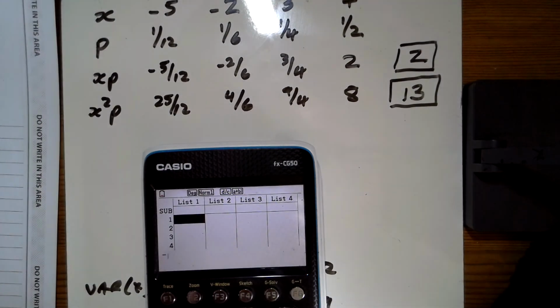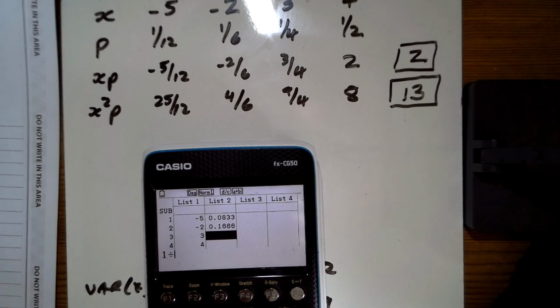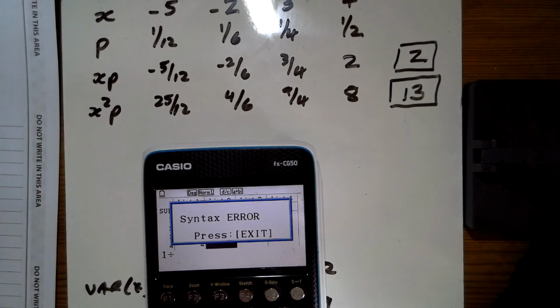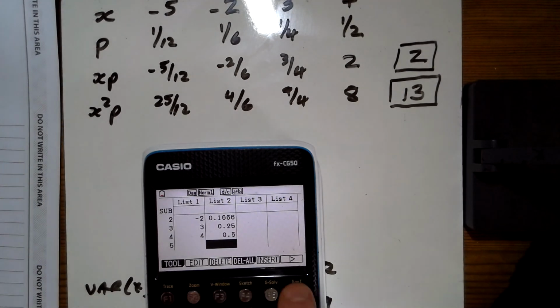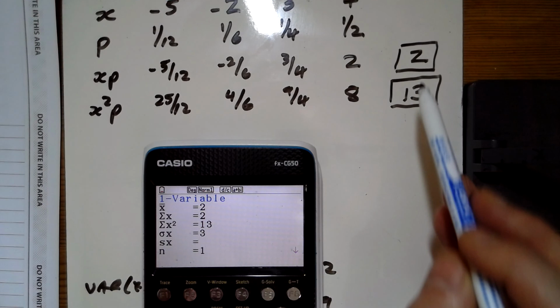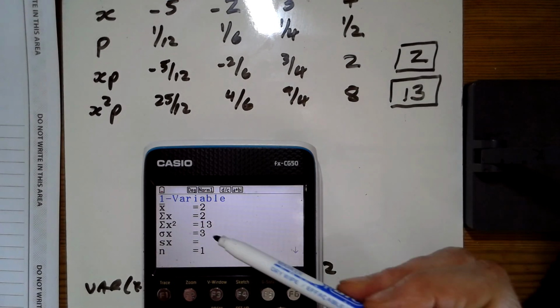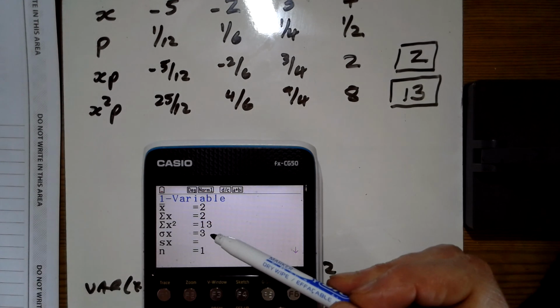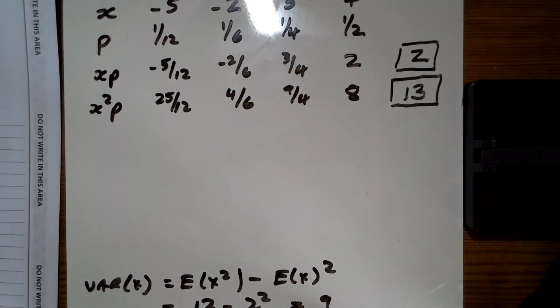So the x values were -5, -2, 3, and 4. The probabilities were 1/12, 1/6, 1/4, and 1/2. What did I do there? Didn't put the 2 in. And calculations, 1 variable. So the mean is 2. That's what we said. The sum of the x squareds is 13. That's what we put there. And look, I've got here the standard deviation is 3. And so the variance will be 3 squared, which is 9, which we have there.